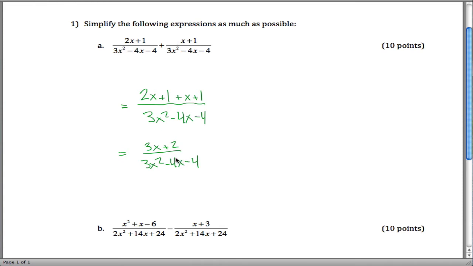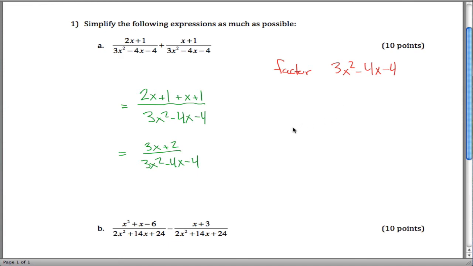But it turns out this can simplify. The way we will be able to see that it simplifies is if we factor the numerator and the denominator. The numerator, there's nothing we can do. 3x plus 2, that's as far as we can go. But it turns out the bottom here will factor. So maybe I'll do that off to the side in a different color. Let's factor 3x squared minus 4x minus 4.